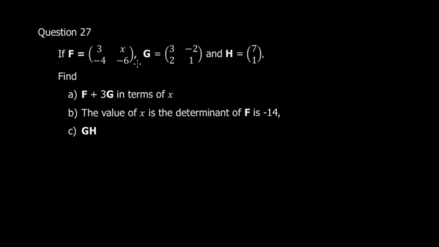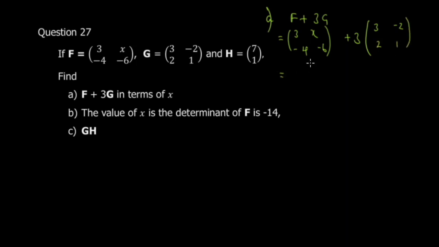Next question says, if this matrix is equal to this, H is equal to this, find F plus 3G. So it's equal to F, you have 3x minus 4 minus 6 here, plus 3 multiplied by G, which is 3 minus 2, 2, 1, just like this. And you have 3x minus 4 minus 6, like this. Then plus, this scalar multiplies each and every element there.